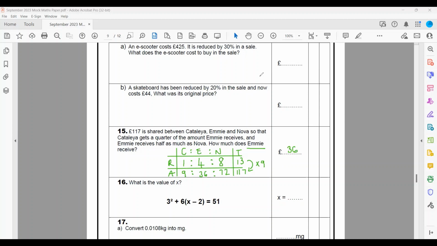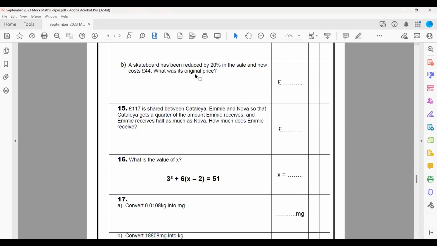Coming down to question 16. Question 16 involves BIDMAS. So with BIDMAS, we would always do the brackets first, but we've got an x in the brackets here. So when we did this, if we were doing the sum from this side, we would do this first, then we would multiply by 6. We would also solve our indices here to give us 9, and we would add this 9 on last. So this would be done last.